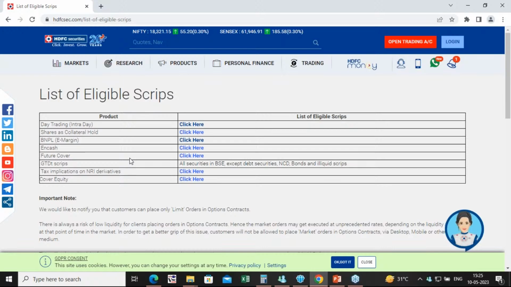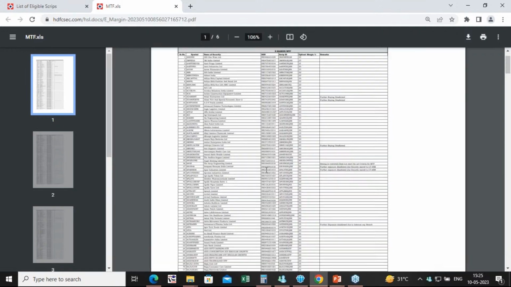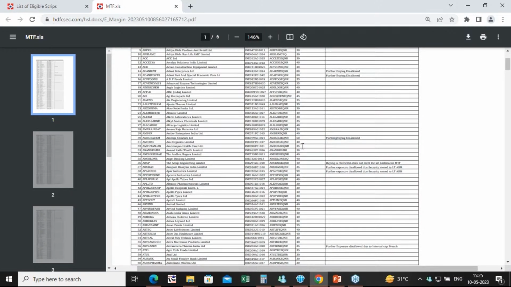That's it. When you click over here, you will see the list of securities, and the security-specific margin rates will be displayed on the trading website, which may be subject to change by HDFC from time to time. So you just check over here. Here you can see all the scripts and how much margin we are providing to you.